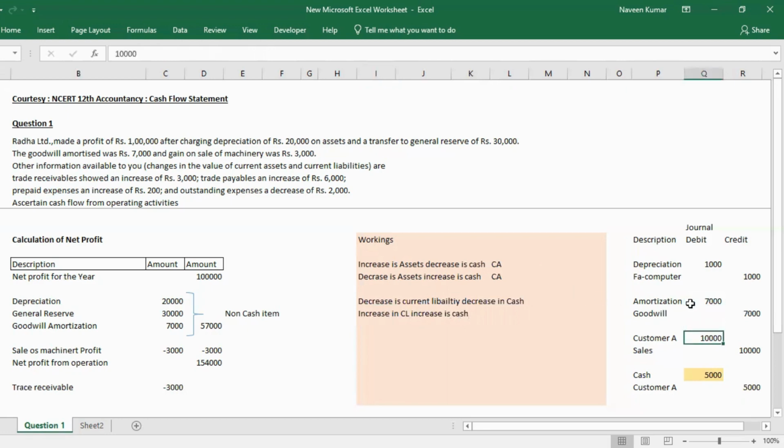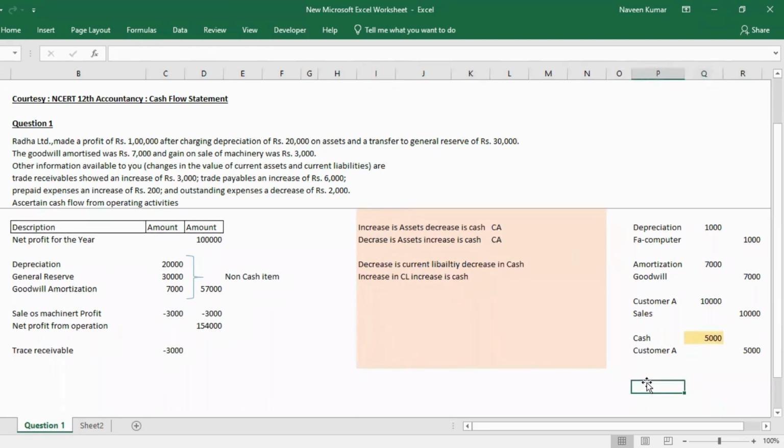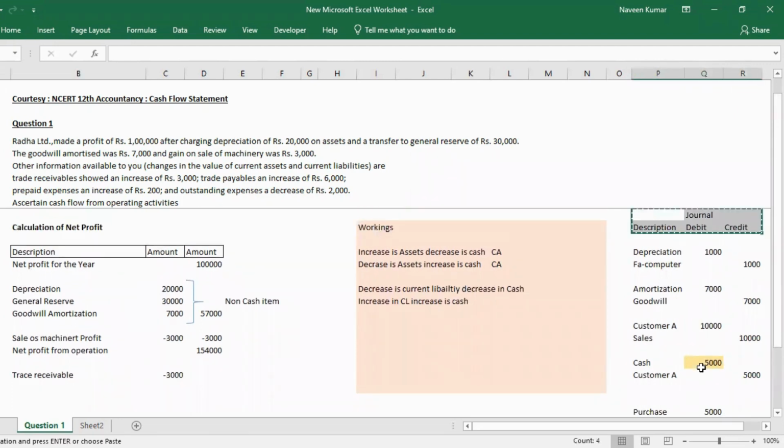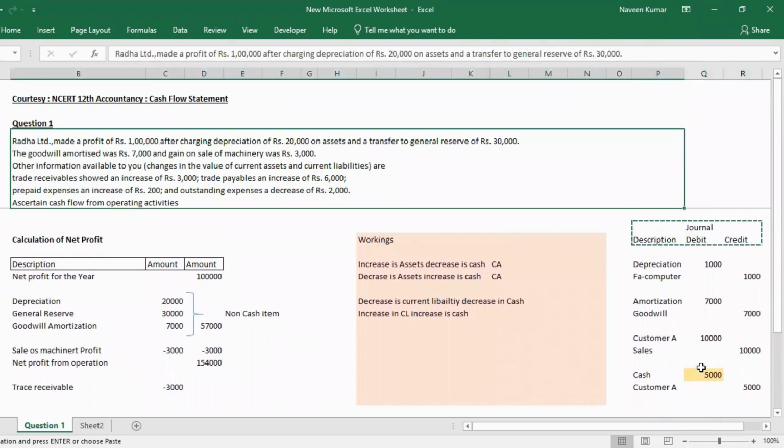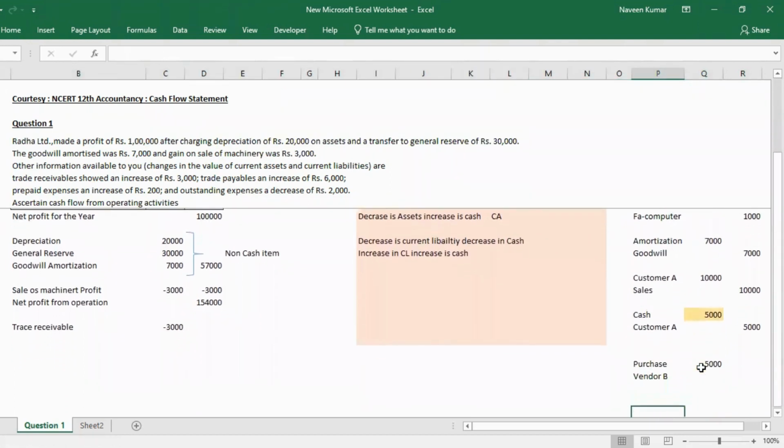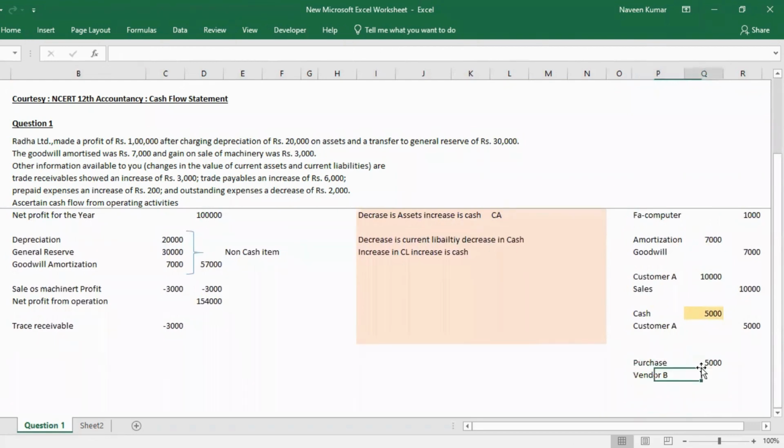So for example, now I have purchased some materials. Say I purchased 5,000 from vendor B. We'll put the journal entry here. So this is my debit, 5,000 purchase entry. This is vendor B, accounts payable. Whenever there is an increase in liability, it is a credit entry. So I'm putting 5,000 as credit.